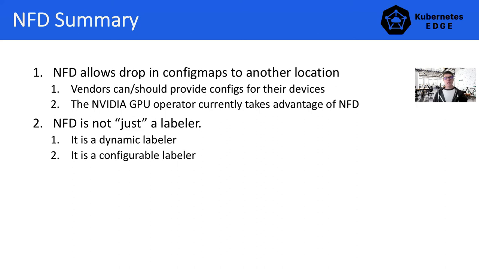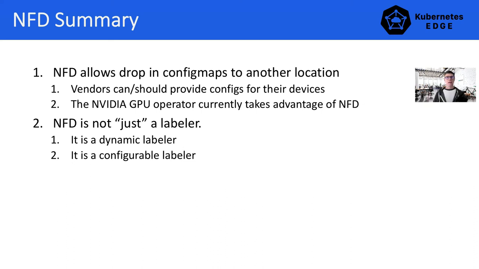Some more summary items. I didn't show this, but there is a mount in the container for uniquely named configuration files instead of the default NFD worker conf. So I was modifying the default configuration every time. It is possible to take snippets of that, put them in uniquely named files, and provide a configuration through this other directory. The nice thing about this, I think, is that it provides a capability that vendors should be promoting. If I have a device, I should be enabling node feature discovery for those devices.